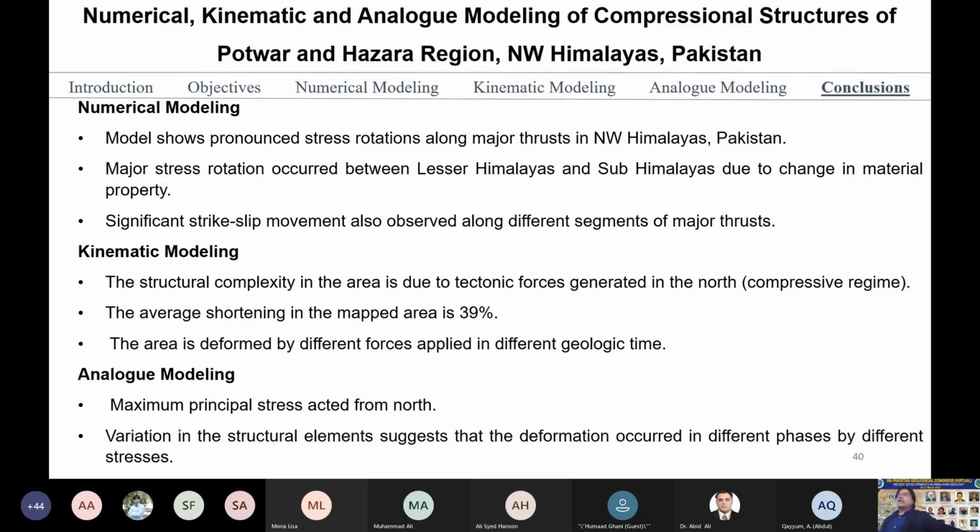In kinematic modeling, the structural complexity in the area is due to the tectonic forces generated in the north, which is obviously a compression regime, and the average shortening mapped is about 39%. It is concluded that the area is deformed by different forces applied in different geological times. In the analog model, which we made in the experimental lab, the maximum principal stress acted from the northwest side, and the variation in the structural elements suggests that the deformation occurred in different phases, at different times, by different stresses.